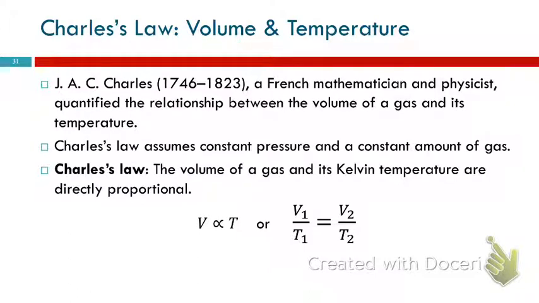So Charles was a French mathematician and physicist who looked at the relationships between volumes and temperatures of gases. And in his studies, he had a constant pressure and a constant amount of gas. And his law, called Charles' law, is that the volume of a gas and its Kelvin temperature are directly proportional. So the volume of a gas is directly proportional to its temperature in kelvins. You have to use kelvins. Or mathematically, we express it this way: V1 over T1 is equal to V2 over T2.